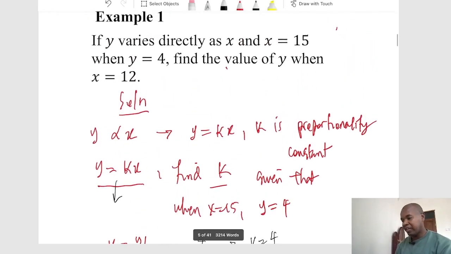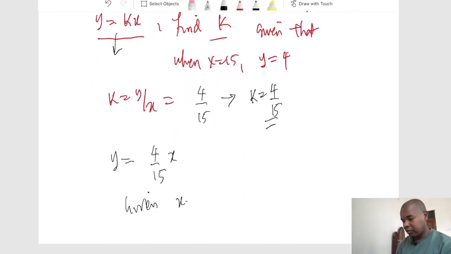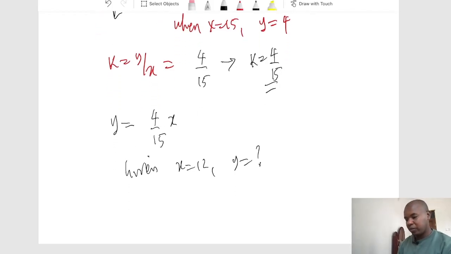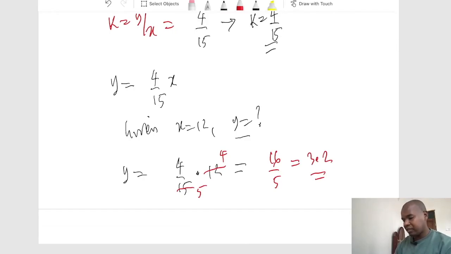Now read the question again. Find the value of y when x equals 12. So given now x equals 12, what will be the value of y? Just go directly to the equation, and y will be equal to 4 over 15 times the value of x given, which is 12. You can simplify: by 3 will be 4, by 3 will be 5, and eventually you have 16 over 5, which is 3.2. So the value of y, dear students, is 3.2. That is the value of y according to the question given here.